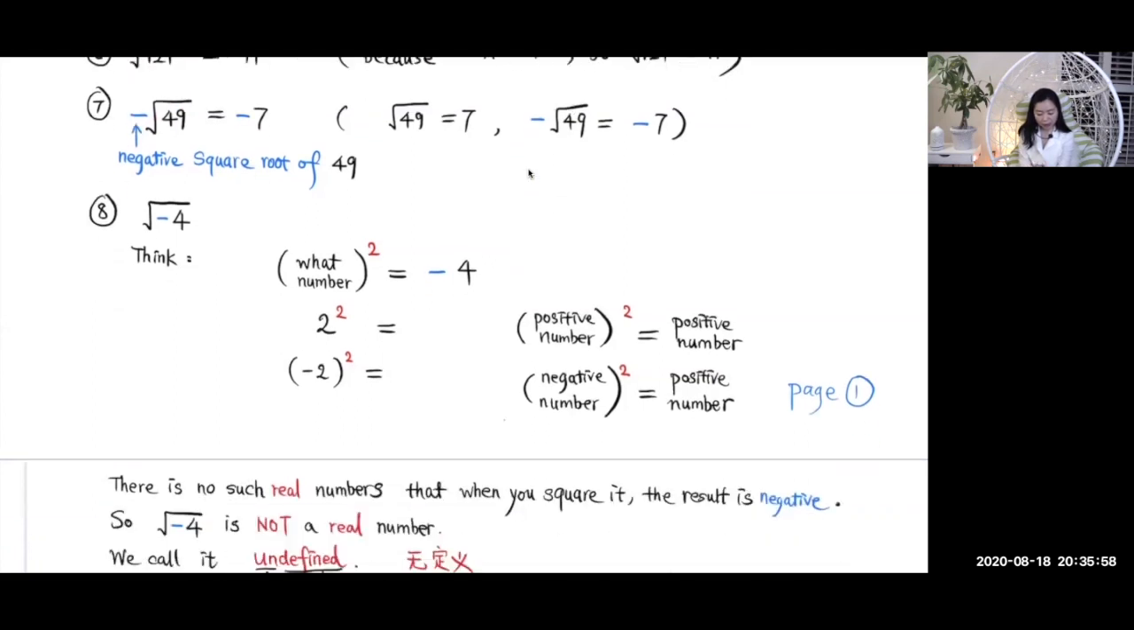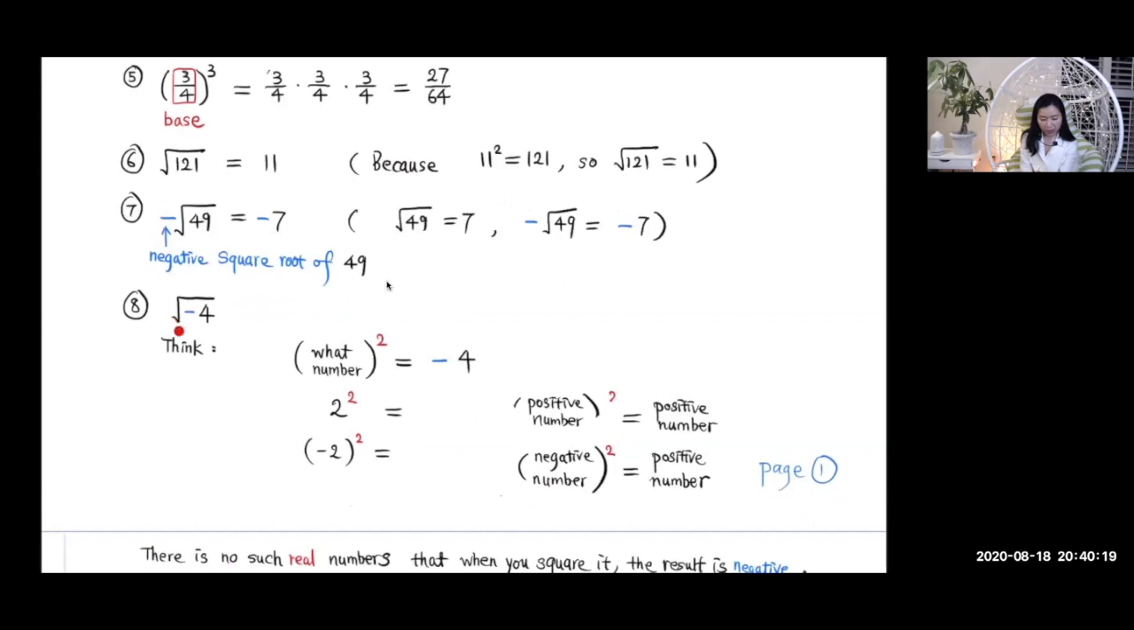Number 8, we're taking the square root of negative 4. Now you just need to think about what number, when you square it, equals negative 4. So let's try some numbers.